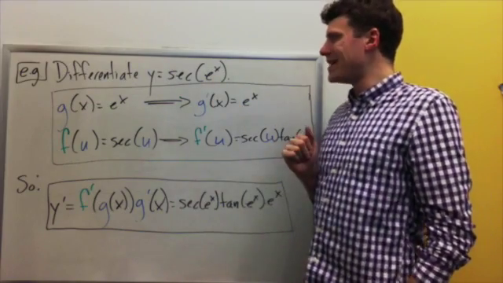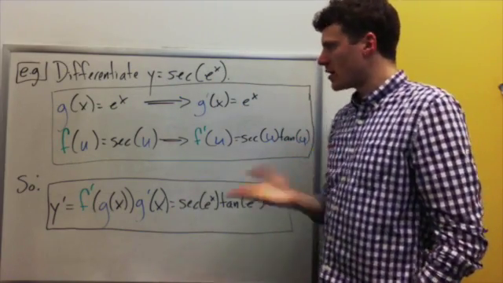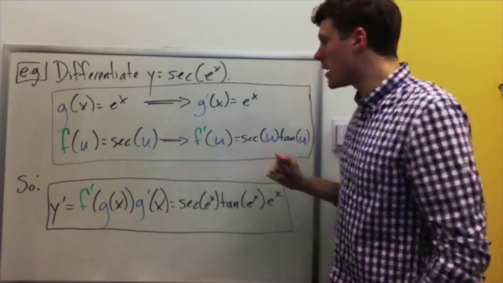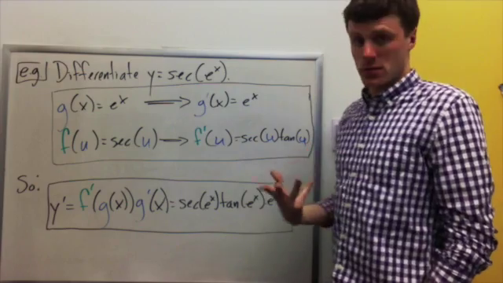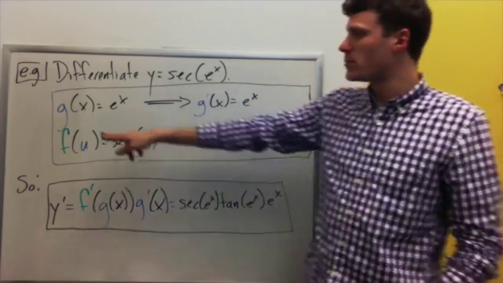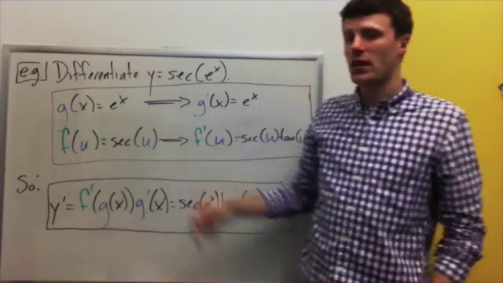Let's let y be secant of e to the x. This is the sort of problem where it's pretty easy to see what the decomposition is. E to the x is clearly what's on the inside, and the outside is secant. So I decompose this so g of x is e to the x.